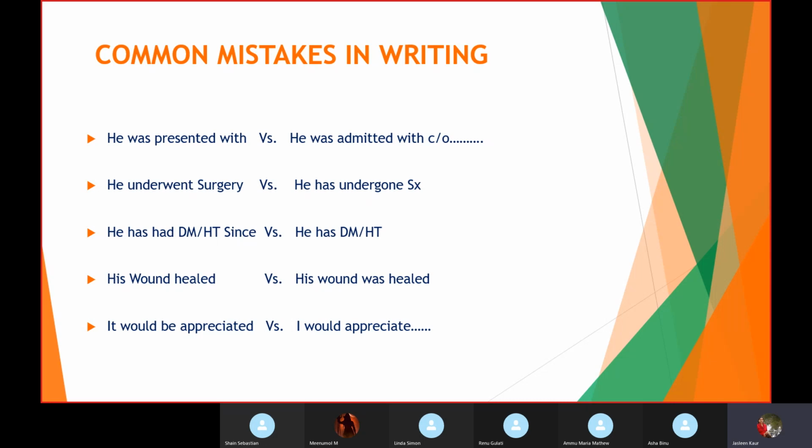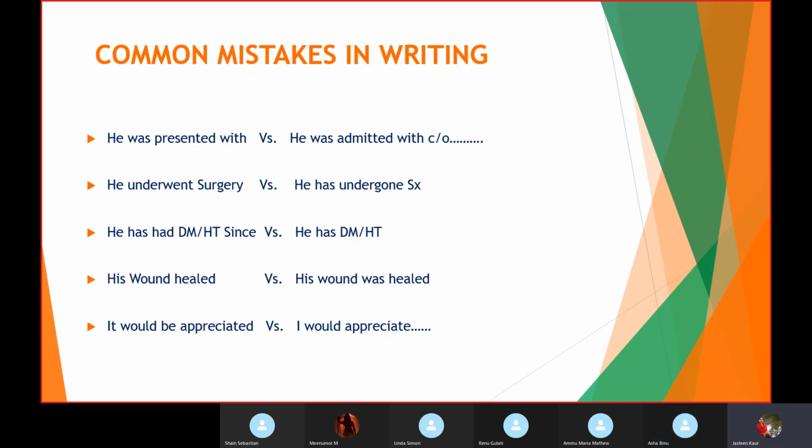Simple past. The date and time which you said, probably that's for the past thing, Renu. Remember, for the recent surgery, we always use simple past tense. Underwent. And ma'am, when can we use has undergone?